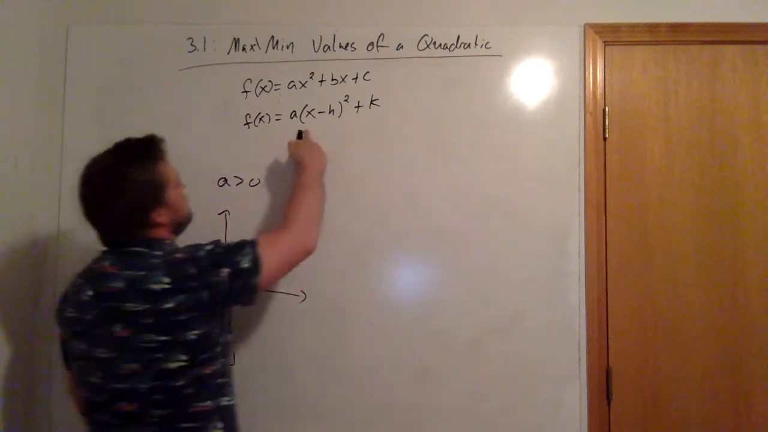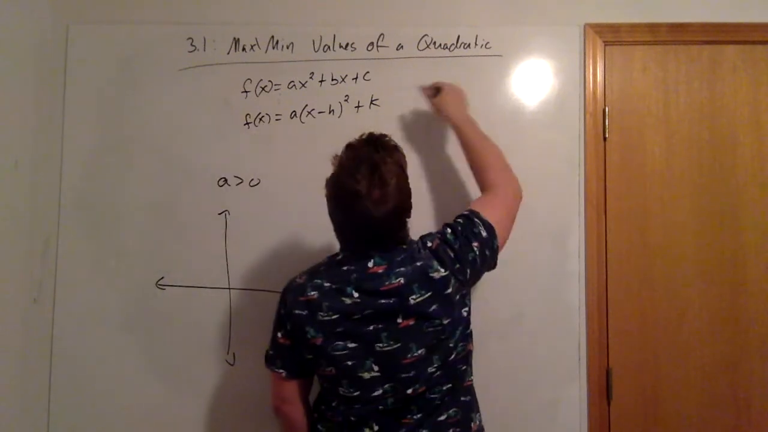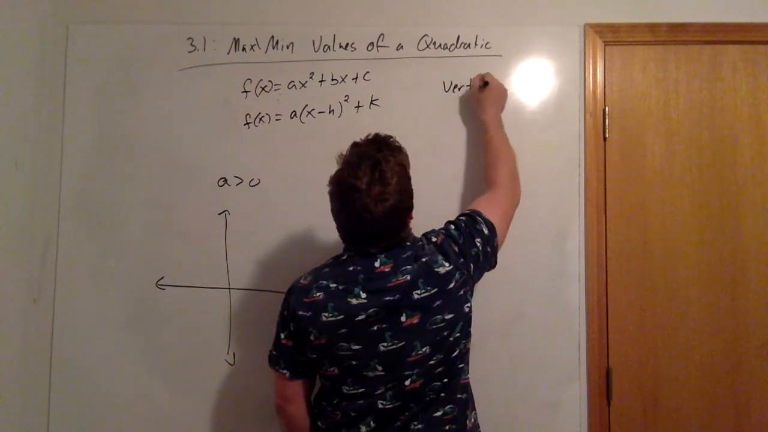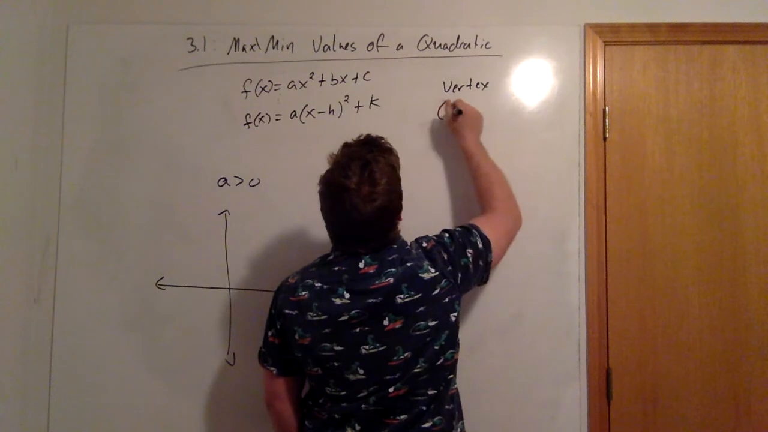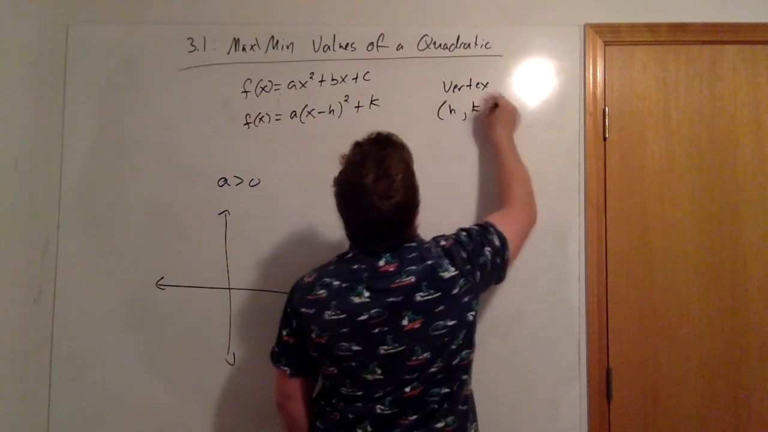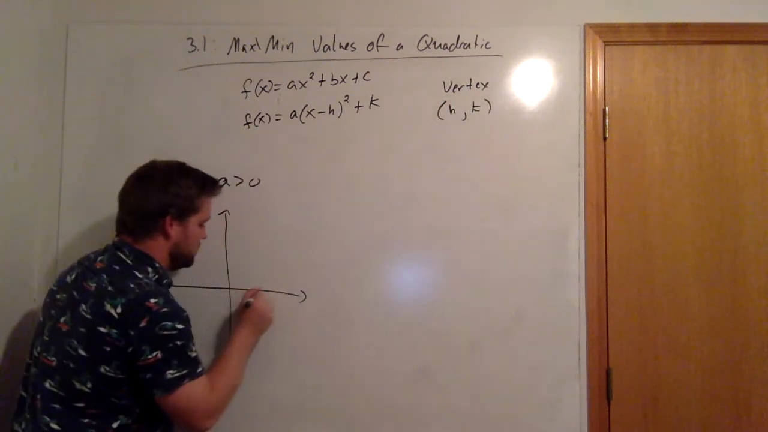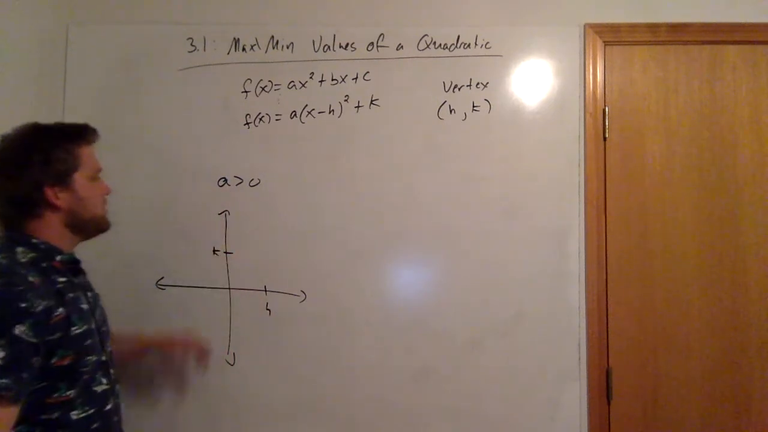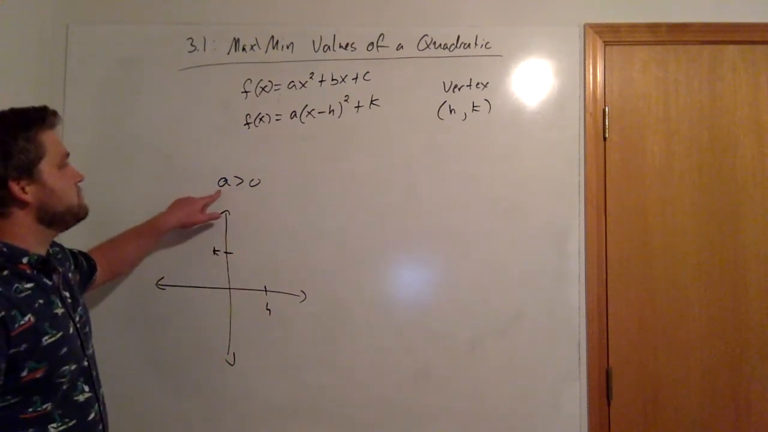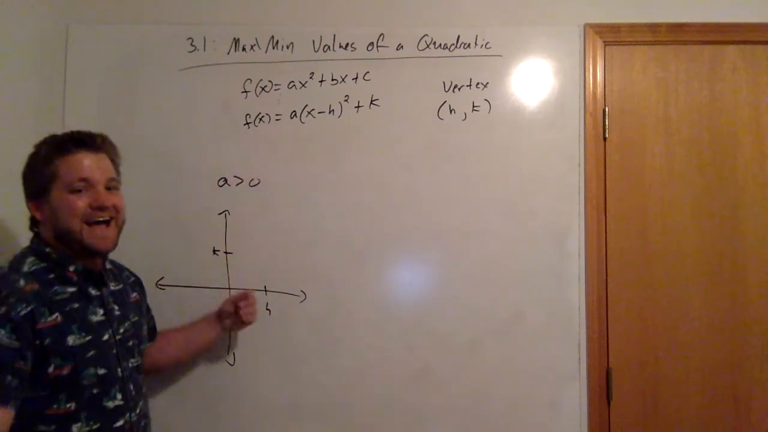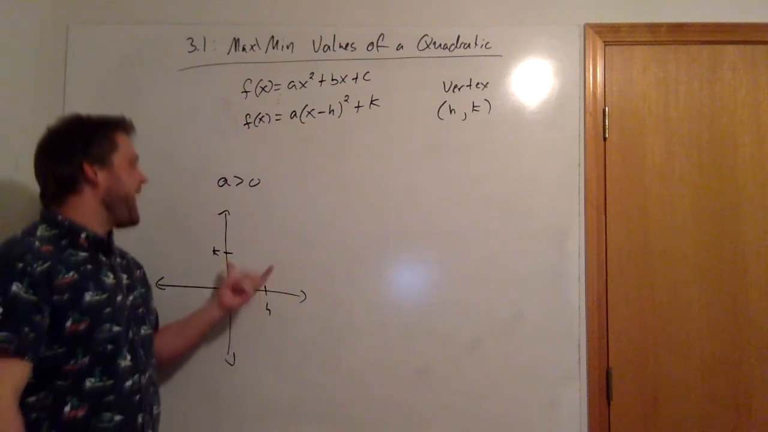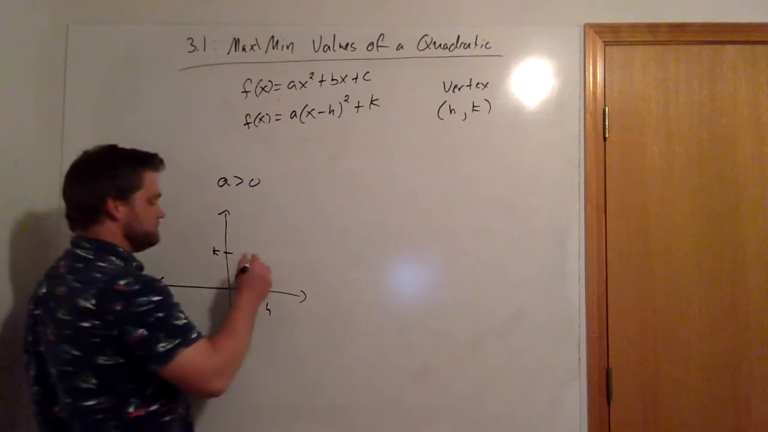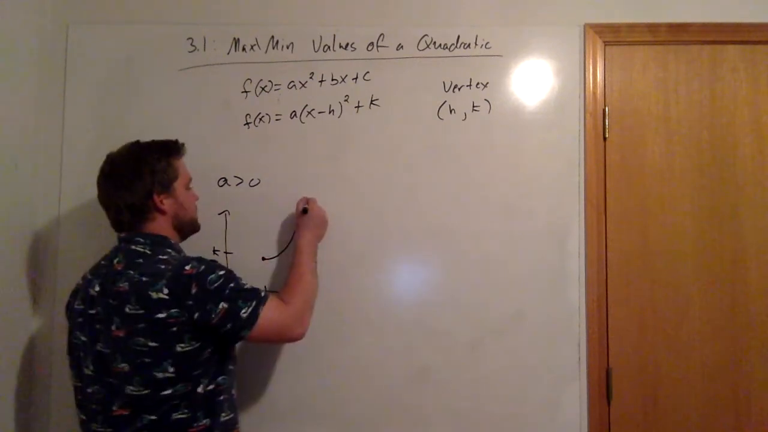Also a thing to note, remember when we have this in vertex form, the vertex is at h and k. And remember, if a is positive, this will be a happy face parabola. It's a positive happy face parabola. So the graph will look like this.